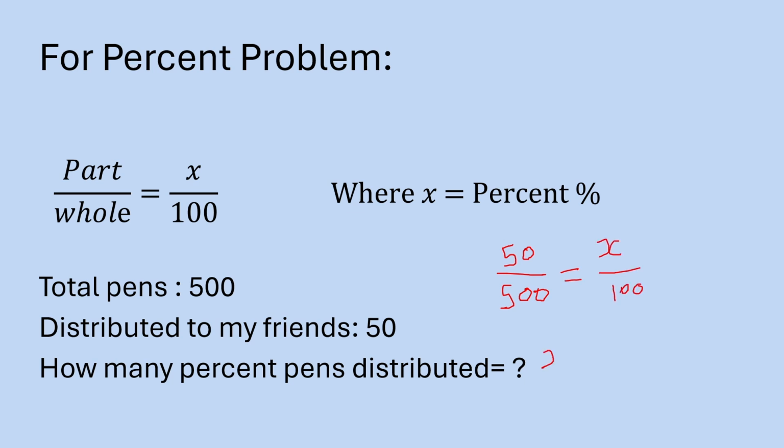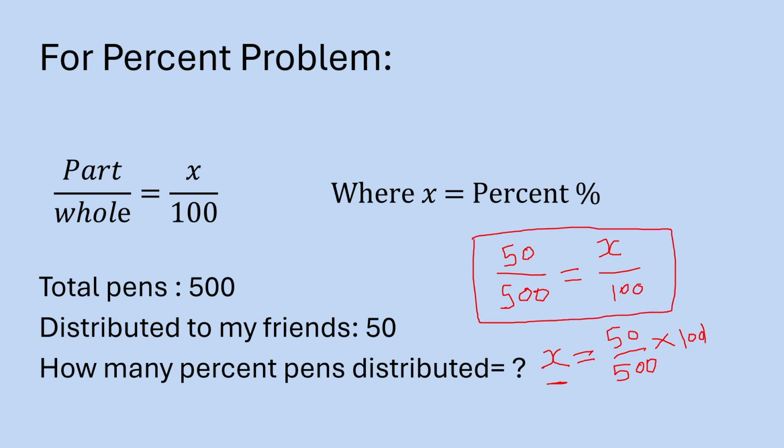So x is equal to 50 divided by 500 multiplied by 100. We multiply this equation on both sides by 100. So this 100 will cancel here with 500. So 5 only is left. So 5 times 10 is equal to 50. So the answer is 10 only. So x is equal to 10%. So I distributed only 10% of the pens. So now it is easy to understand this formula.